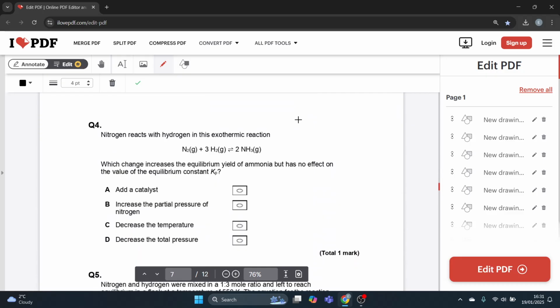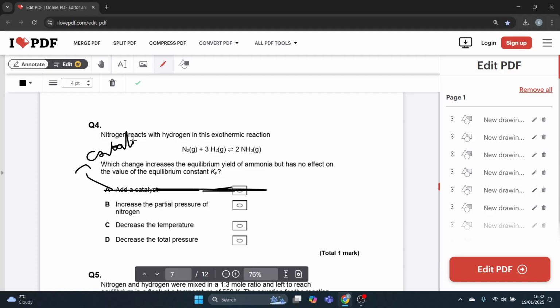Okay, and question 4 says nitrogen reacts with hydrogen in this exothermic reaction, which change increases the equilibrium yield of ammonia but has no effect on the value of equilibrium constant Kp. No effect on the value of equilibrium constant Kp. Well, first thing I can see, add a catalyst.